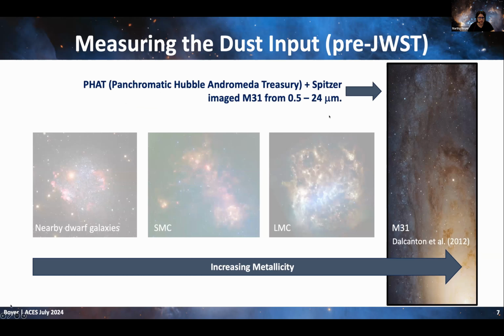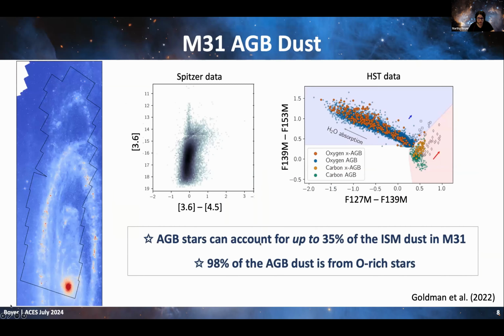And here we're using Hubble data from the PHAT program and also Spitzer data, so about 0.5 to 24 microns. And this is a paper from Goldman et al. that used data from Hubble that observed about a third of the galaxy. So this is the footprint here. So it's a lot of data.